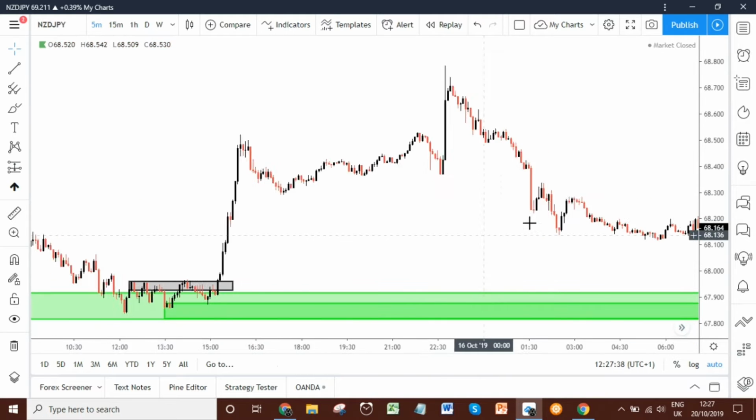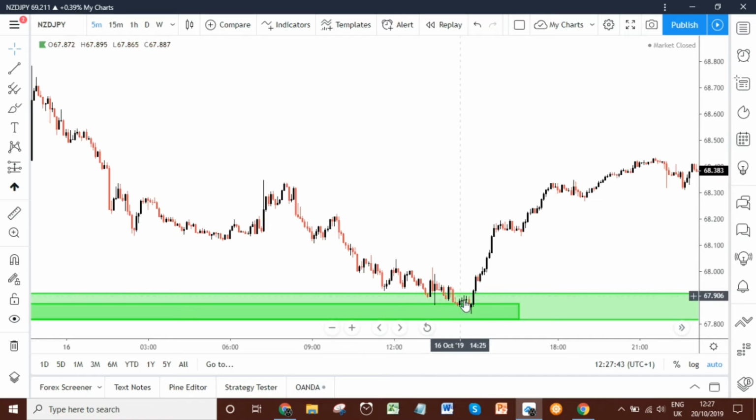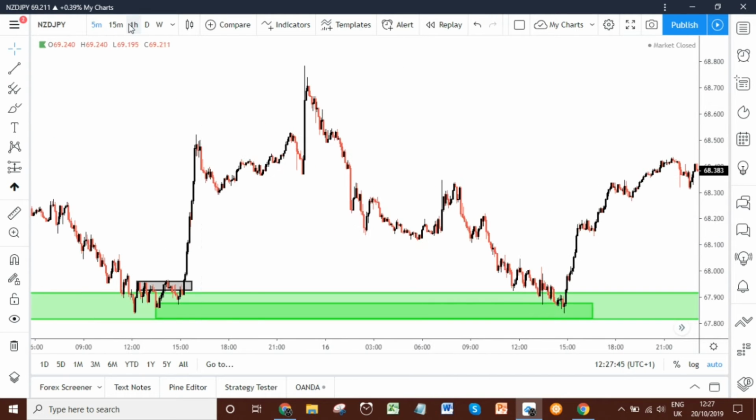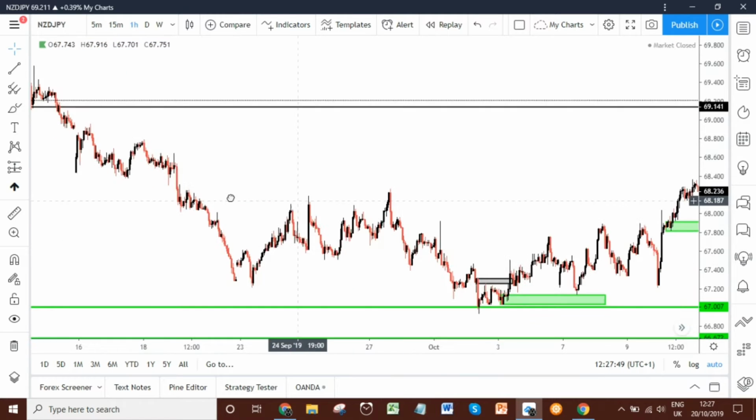Okay, so we've got our structure, and boom, the market came into it and has begun moving out of it nicely, as we can see. Let's just take this back over here.